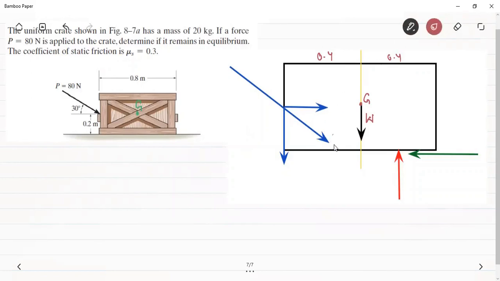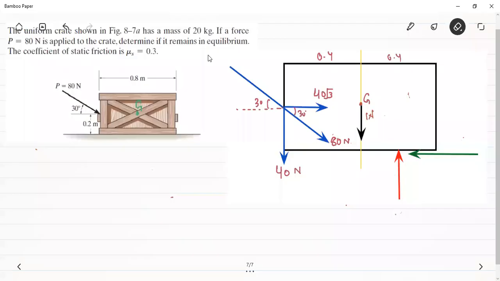and it has been resolved into two components. So since this angle is equal to 30 degrees, this angle will also be equal to 30 degrees. Therefore, this will be 80 cos 30, that is 80 root 3 by 2, that will be equal to 40 root 3. And this component will be equal to 80 sin 30, that is 80 by 2, it will be equal to 40 newtons. Okay.